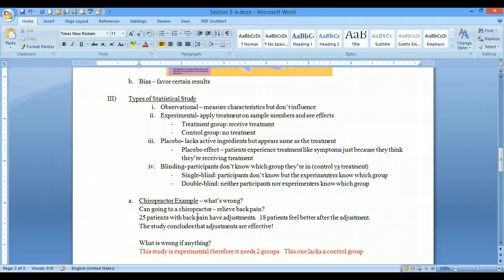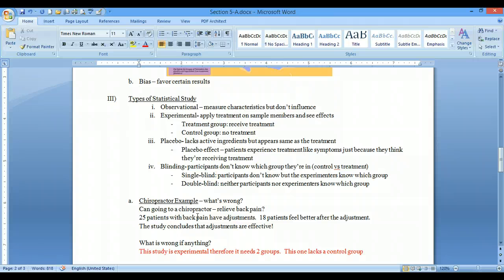Okay, Roman numeral 3, types of a statistical study. There's the observational study, and this is where you measure characteristics but you don't influence the results in any way at all. An experimental study is where you apply a treatment on sample members and see the effects. But you must have two groups, the treatment group and the control group. The treatment group receives the treatment and the control group receives no treatment so that you can compare the differences.